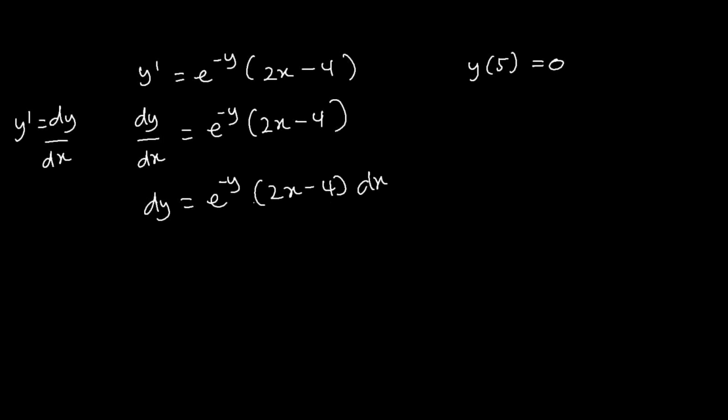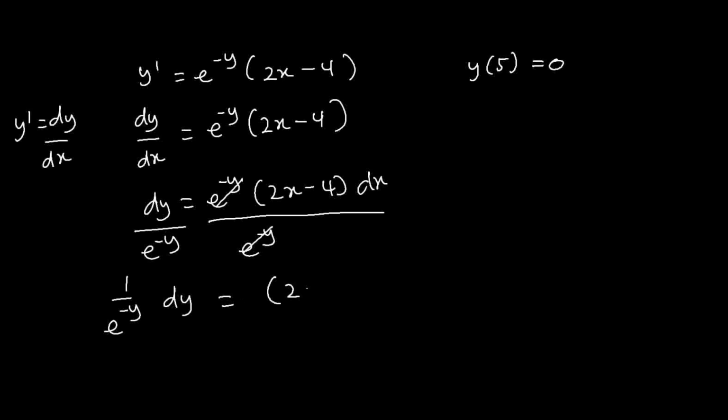dx. Then I want to separate the variables, so I have to divide by e to the power minus y. So this will cancel out this. So then I have 1 over e to the power minus y dy equals 2x minus 4 dx. Okay, this is what you have now.